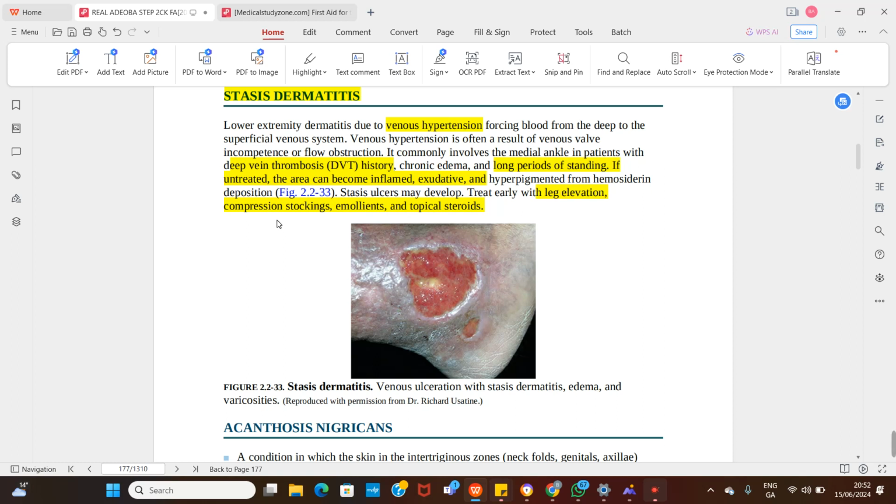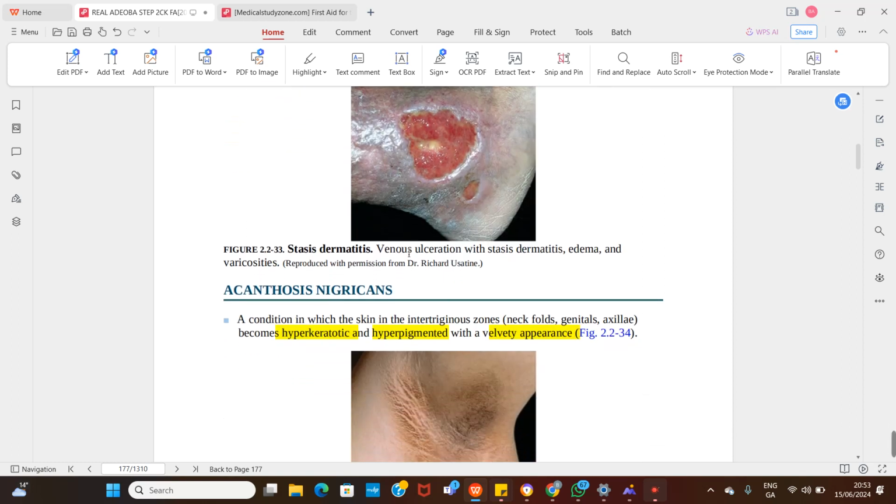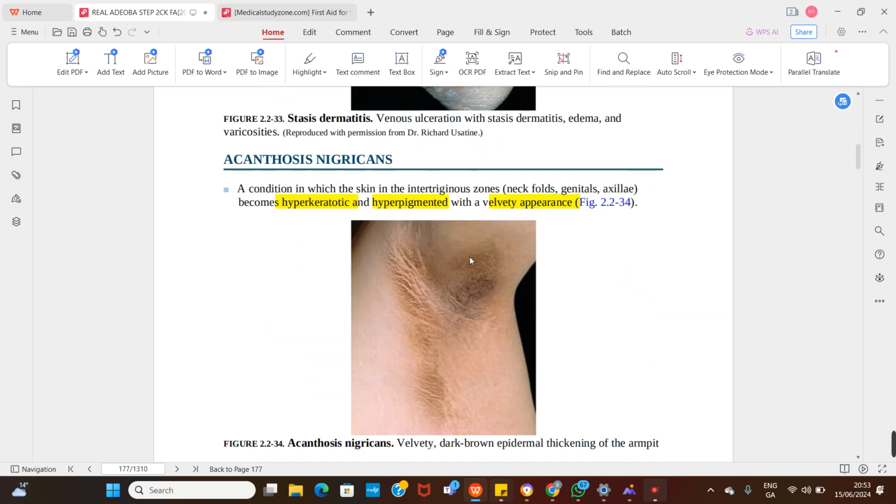Apply your emollient because of the eczematous appearance. Keep it supple and clean and nice. Emollient because it's already dry. Then apply your topical steroid to limit the inflammatory response. So most importantly, raise the leg, apply compression stockings. Those are the two important ones. Then you can apply your emollient and topical steroid to minimize its appearance.